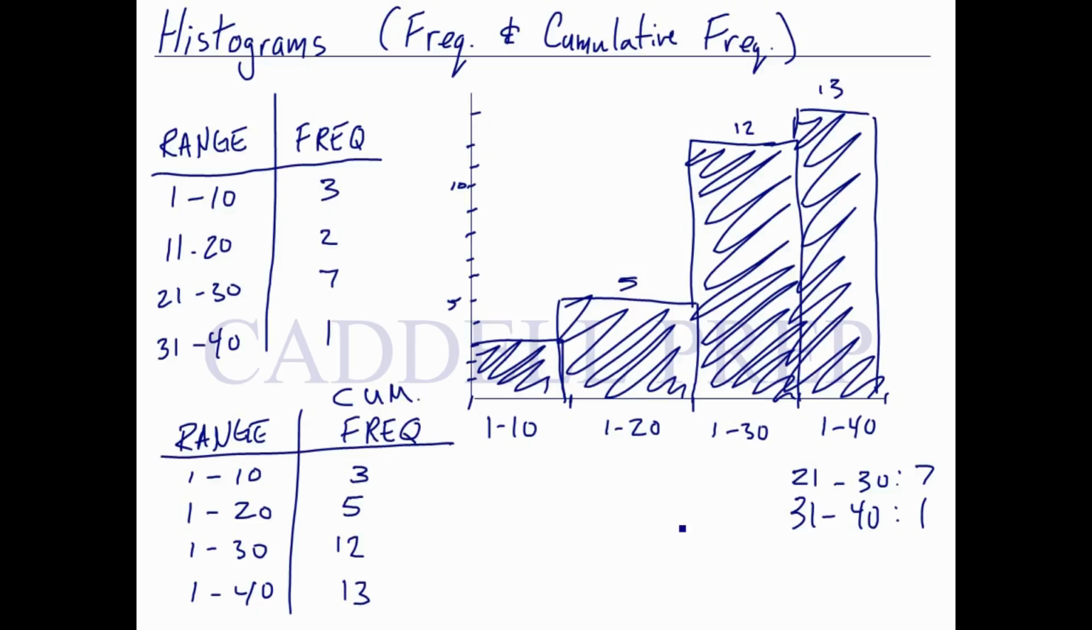And likewise, to find 11 to 20, 1 to 20 has 5 values. 1 to 10 has 3 values. So to go from 10 to 20, there are 2 more. 3 to 5 is 2. So there must be 2 in 11 to 20. And we see that there are 2 in 11 to 20.